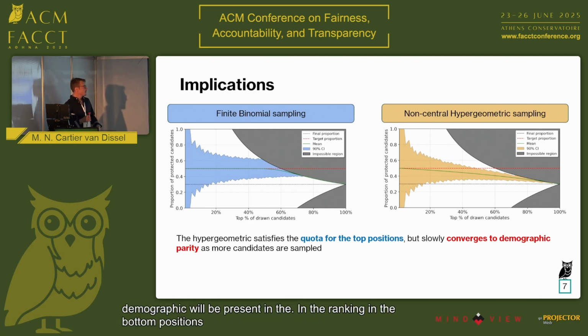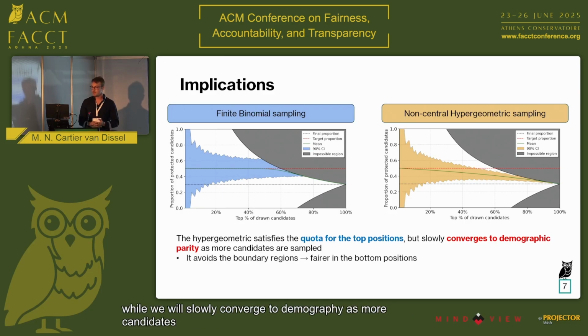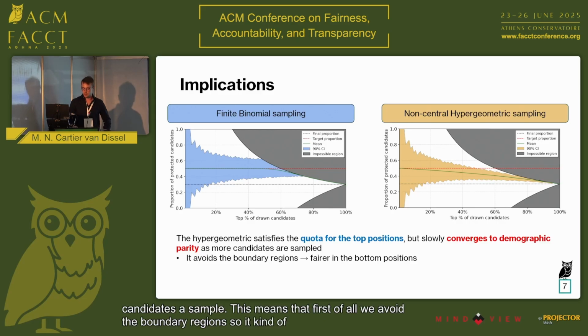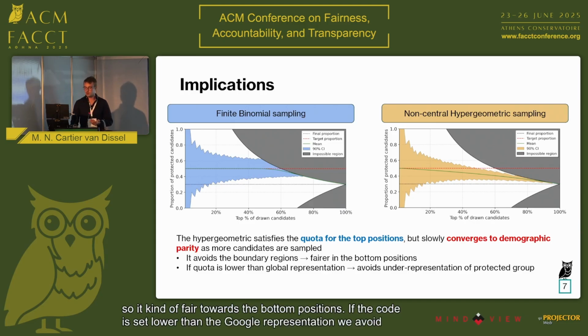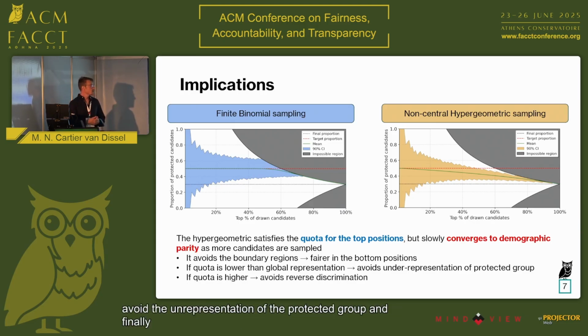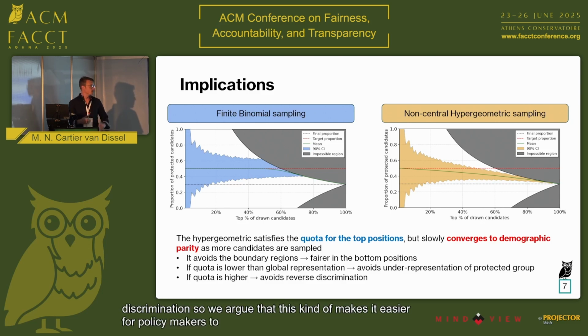While for the hypergeometric case, we see that it satisfies the quota for the top positions, while it slowly converges to demographic parity as more candidates are sampled. This means that, first of all, we avoid the boundary regions, so we also care about the bottom positions. If the quota is set lower than the goal representation, we avoid the underrepresentation of the protected group. And if instead the quota is set higher, we avoid reverse discrimination. So we argue that this makes it easier for policymakers to argue why this should be implemented.